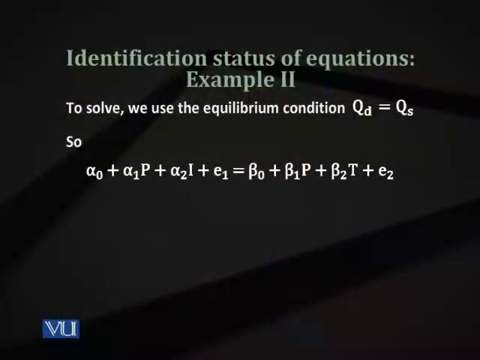As I told you, to solve that, we'll equate the quantity demanded to quantity supplied. Remember that quantity demanded is given as alpha naught plus alpha 1 into price plus alpha 2 into income plus an error term. And quantity supplied is given as beta naught plus beta 1 into price plus beta 2 into technology plus a residual term. If we equate both of them, as you are seeing on the screen, we now have the variables P, I, and T in these two right-hand side and left-hand side expressions.